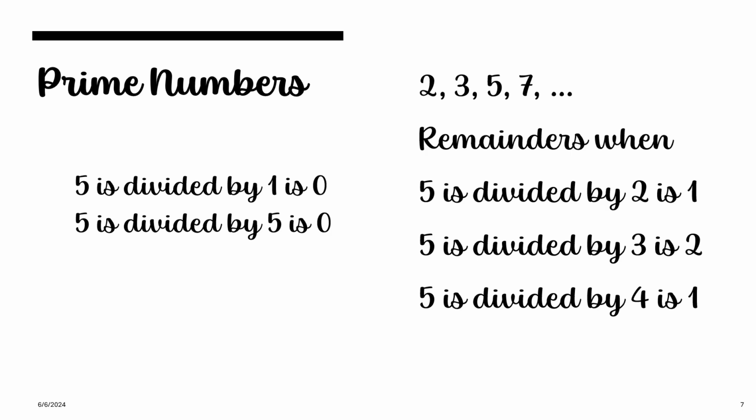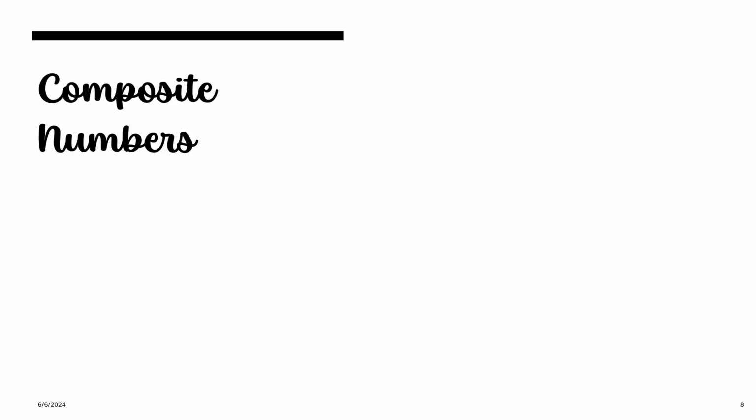Another example is 7, which can only be divided by 1 and 7. Next, let's look at composite numbers. A composite number is a natural number greater than 1 that has more than 2 positive divisors. In other words, it can be divided by numbers other than 1 and itself.